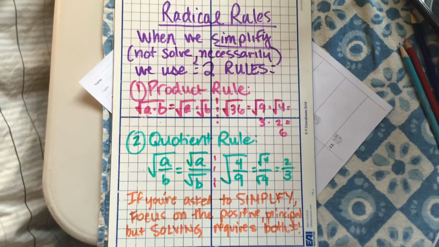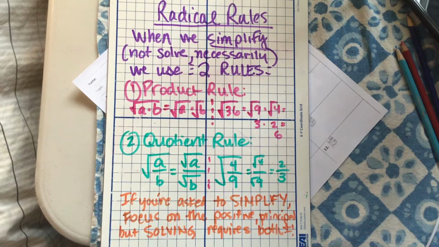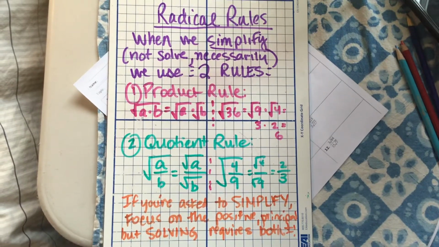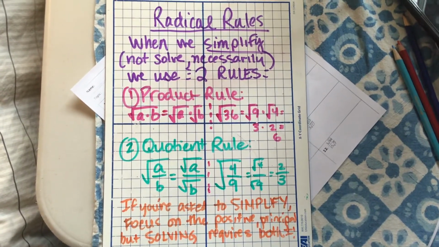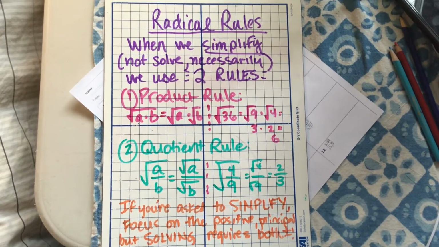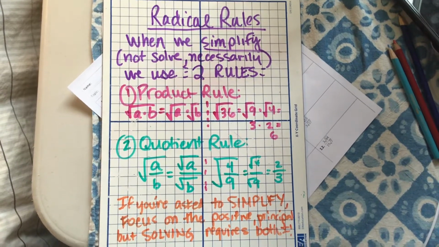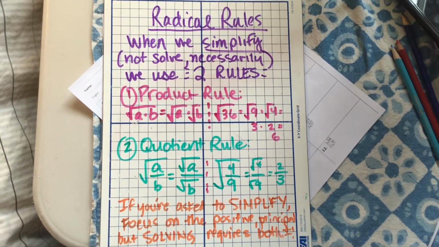Okay. So then there's a quotient rule too. So if I have a square root of, say, a fraction, a over b, I could break that apart into the square root of a over the square root of b. And if you continue on, I see an example like the square root of 4 over 9 equals the square root of 4 over the square root of 9. And so I could simplify that to 2/3.